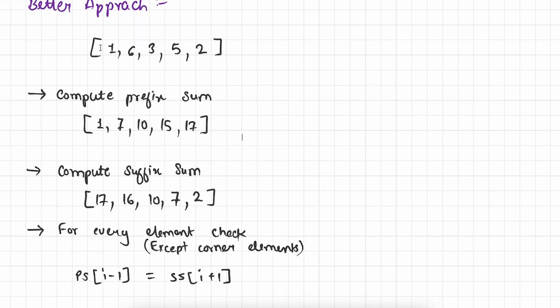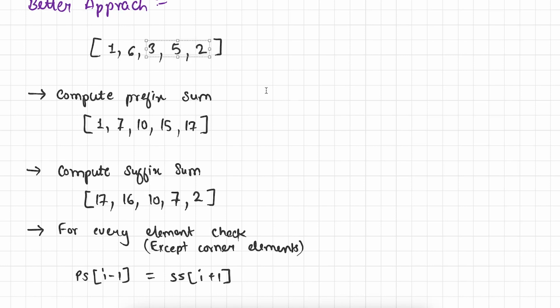So for example, the suffix sum of 2 is 2 because there are no elements on the right of it. Suffix sum of 5 is 5 plus 2, that is 7. Up to this point, the sum is 7, and we can see that 5 plus 2 is 7. And for this point, the sum is going to be the previous sum plus this element, so 7 plus 3 is equal to 10. So up to this point, the sum of this array is 10. You can see that 5 plus 3 plus 2 is equal to 10.